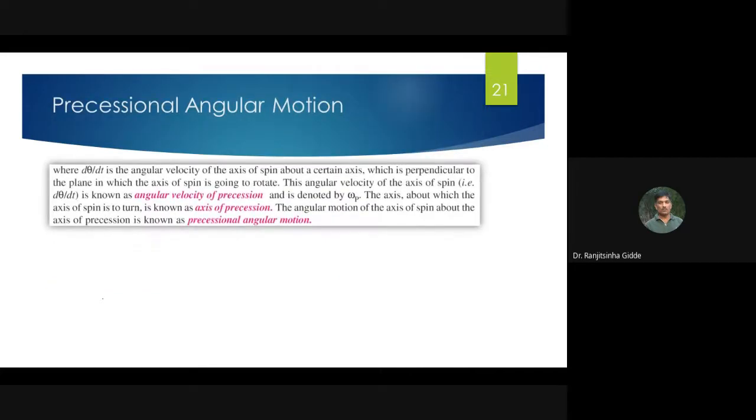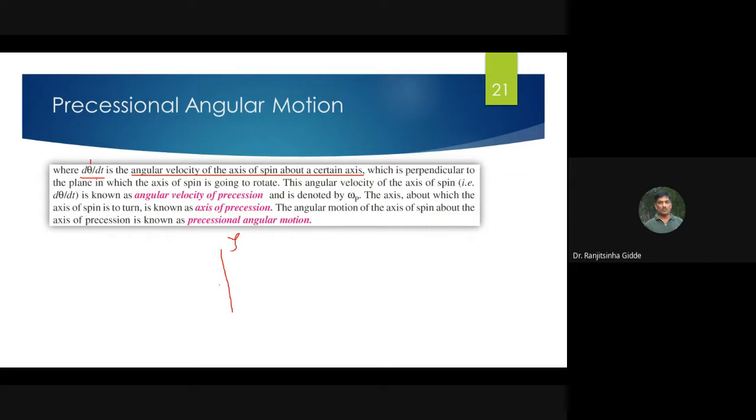Next line you can write: where d theta by dt is the angular velocity of the axis of spin about a certain axis.